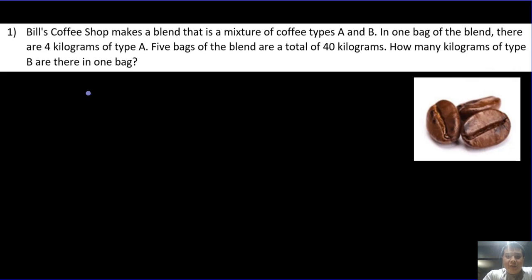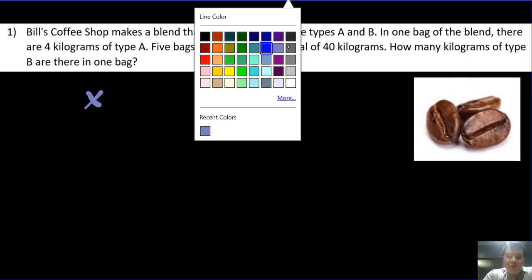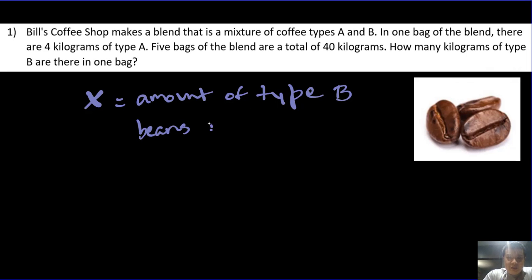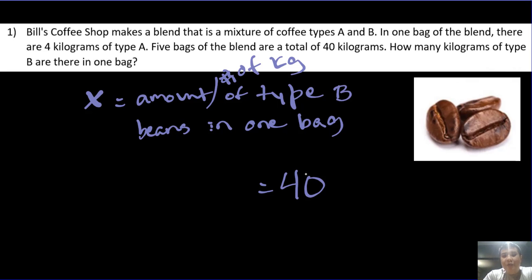So X is going to represent what we're looking for, and what we're looking for is the amount, or number of kilograms, of type B beans in one bag. So we know that 5 bags in total get us 40 kilograms. So that's our total amount.